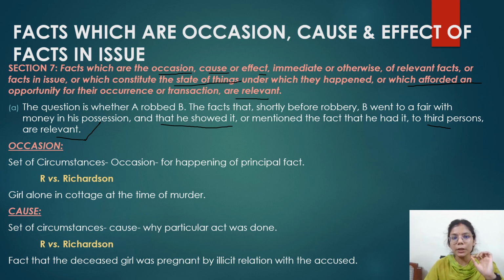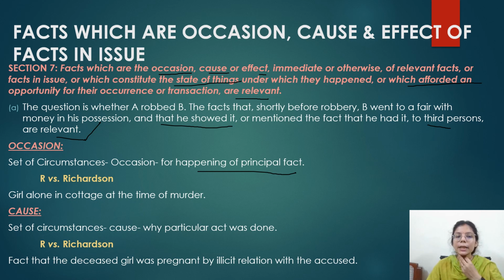Occasion. The first point is that an occasion is relevant if it occasions the fact in issue, the set of circumstances which are responsible for the happening of the principal fact. That is occasion. The case of R versus Richardson, I'll first discuss the facts of this case. In this case, a girl was murdered. The girl was pregnant by the accused, and the facts of this case would slowly help you in understanding all these factors which are mentioned in Section 7.